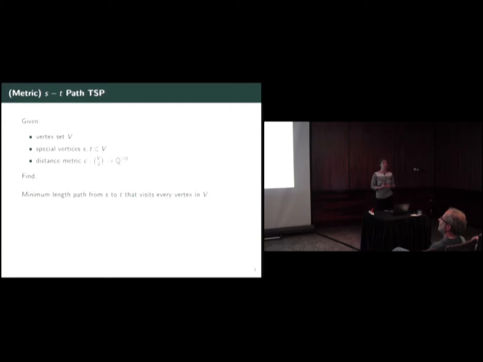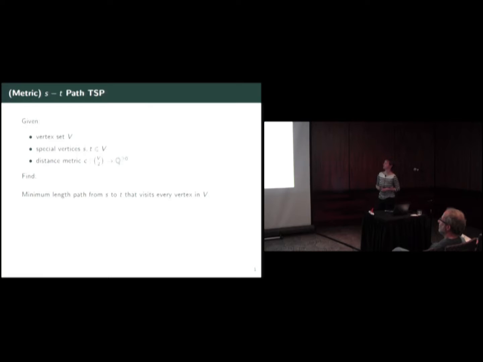So in this talk, we consider a variant of the traveling salesman problem. It's the ST path traveling salesman problem. We're given a vertex set V and a distance metric on the vertices. And we have two special vertices, S and T, and our goal is to find a path that starts from S, ends at T, and visits every other vertex on the way of minimum total length.